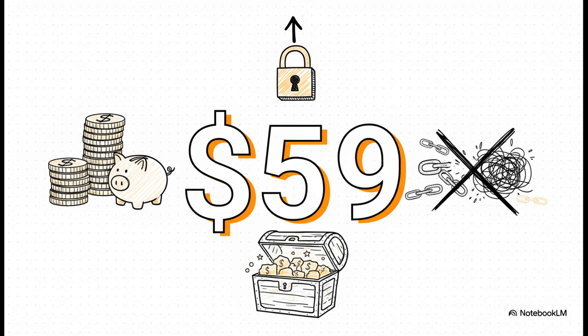Unlike that typical $20 a month subscription model we're all so tired of, TypingMind's most popular plan is a one-time payment of $59. You buy the software once, and it's yours, forever. For a lot of people, that alone is a huge deal.